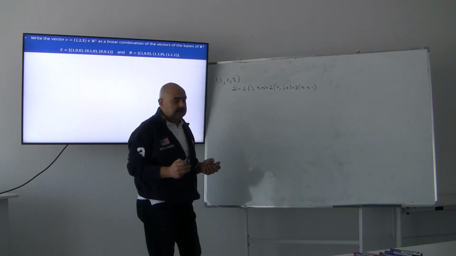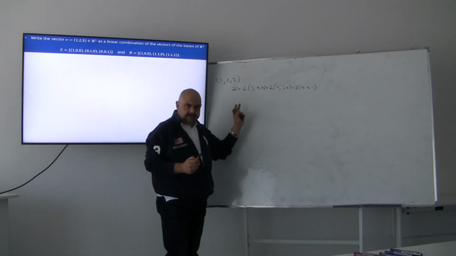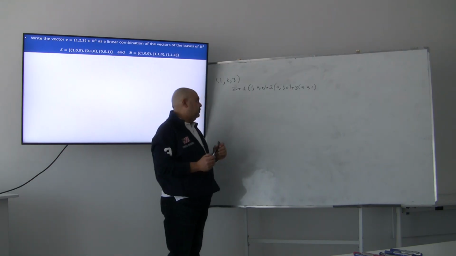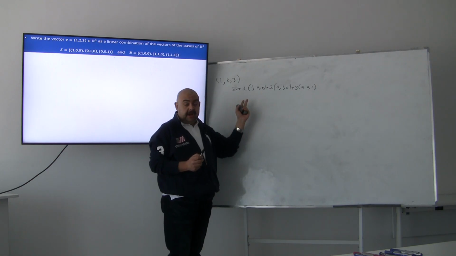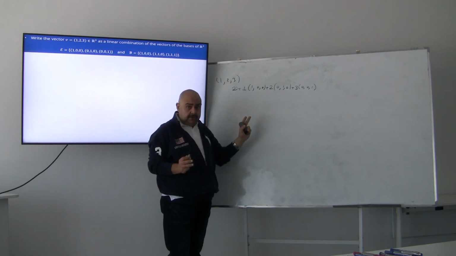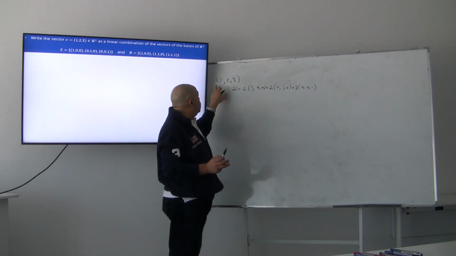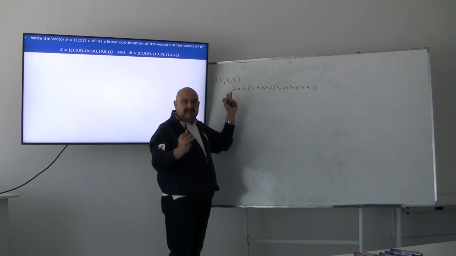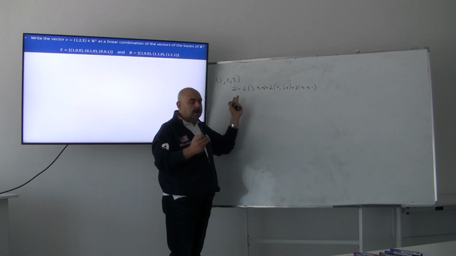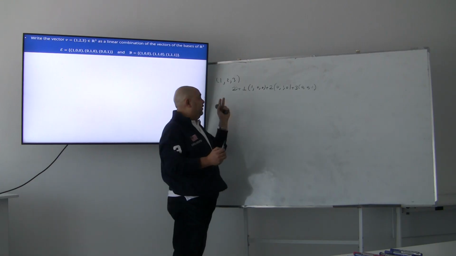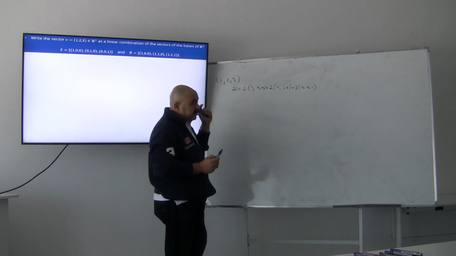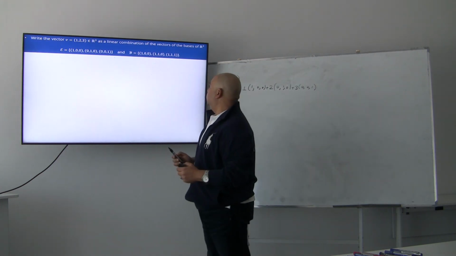So if you are asked to find the coordinates of a certain vector with respect to the standard or canonical basis, all you have to do is get the coordinates of the vector, and they are exactly the same as the coordinates of the vector with respect to the vector space. What I mean by that, you will see down the road with the next problems.